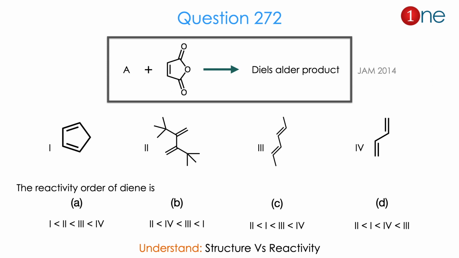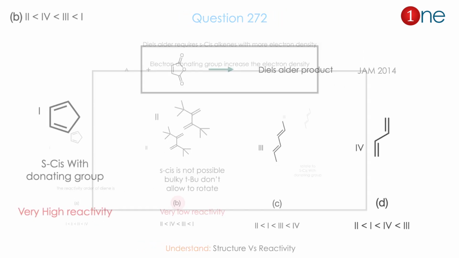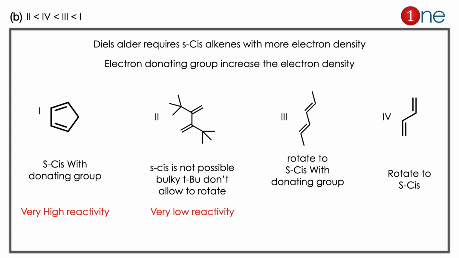From the Diels-Alder reaction and 4 different reactants, you might realize the question is really about structure versus reactivity. The answer is B. Let us see how. Before we get into the answer, we have to realize the concept that the Diels-Alder reaction requires an s-cis diene with more electron density. Electron donating groups normally donate more electron density.